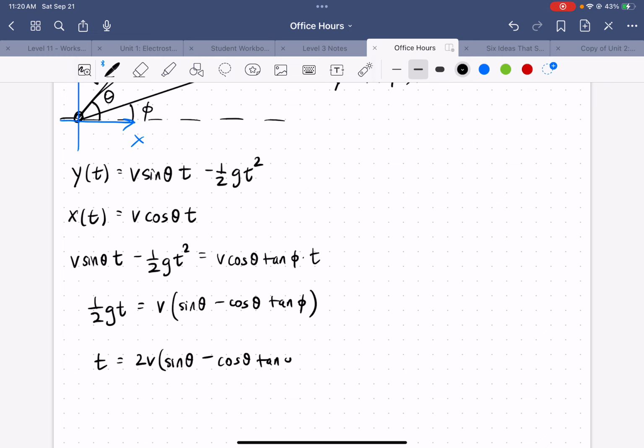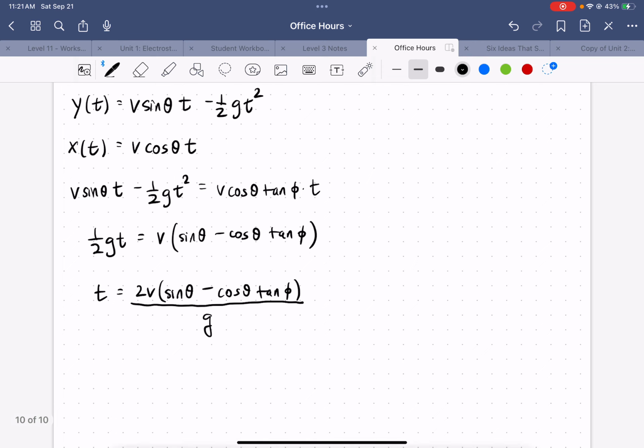Okay, so we need to maximize the distance at which this object lands. We can make things a little bit easier by realizing that that's equivalent to just maximizing either the x or y position. And I'm going to work with the expression for the x position because it's a little bit simpler. So the x position at which this thing lands, I'll call that x final, is going to be v times the cosine of theta multiplied by this expression that I have here.